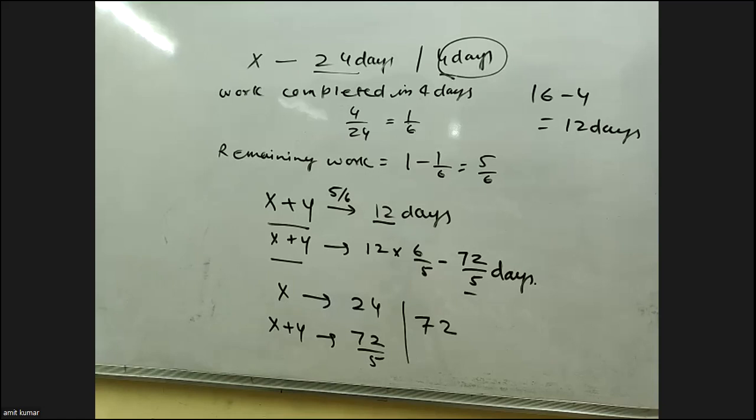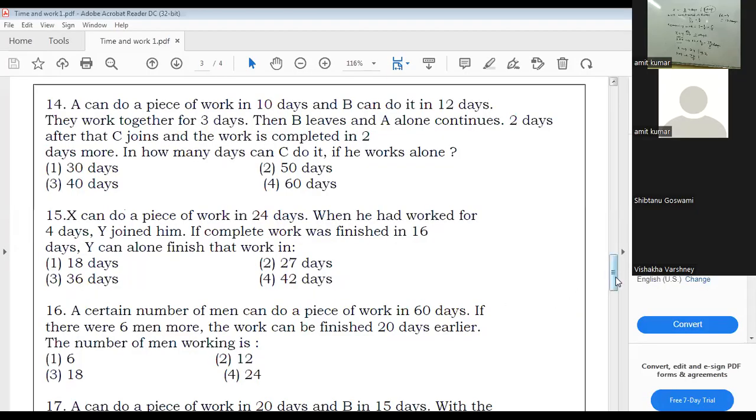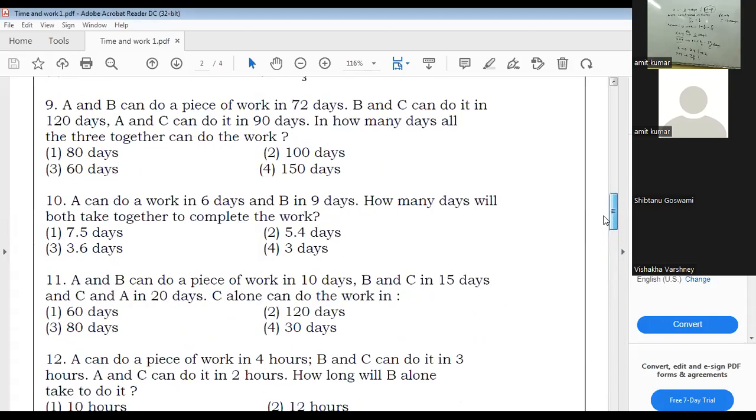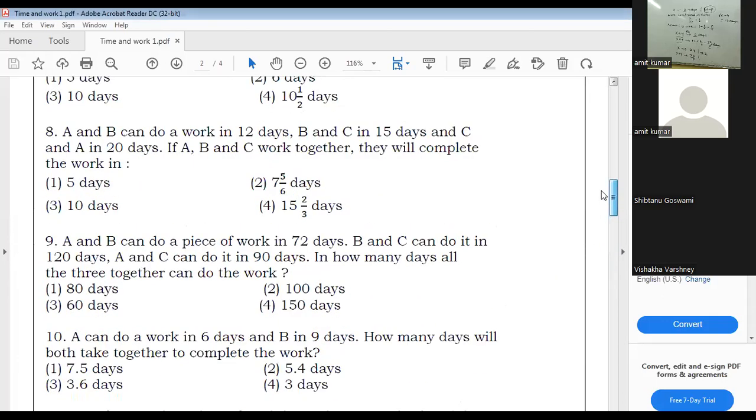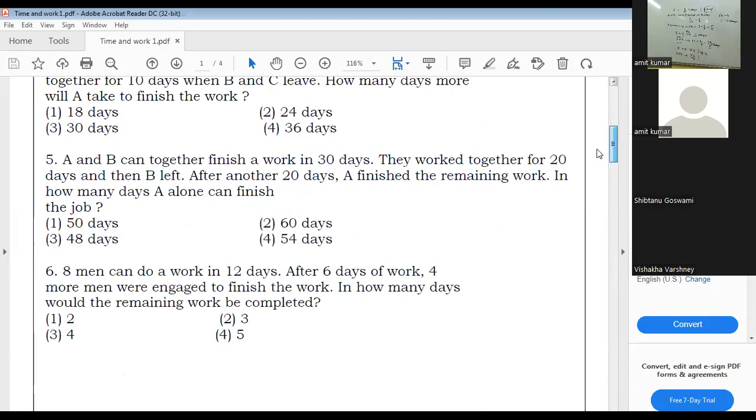Is it clear? After this, I will again solve question number 5. I think question number 5 wasn't clear to everyone. If that one was clear, it is the same question. So you will have a little bit of clarity. Let us try to solve question number 5 again. Let us try one more question. That was question number 5. You will have a little more clarity.